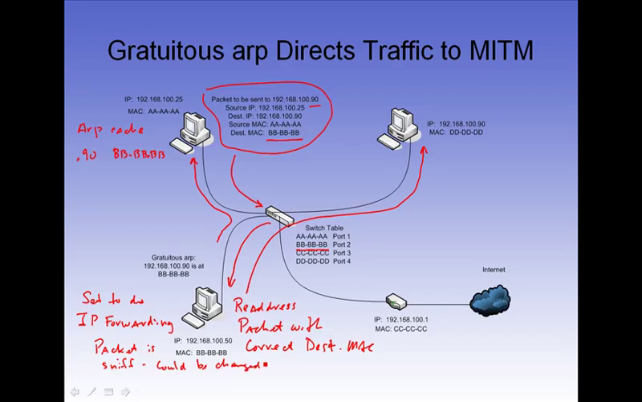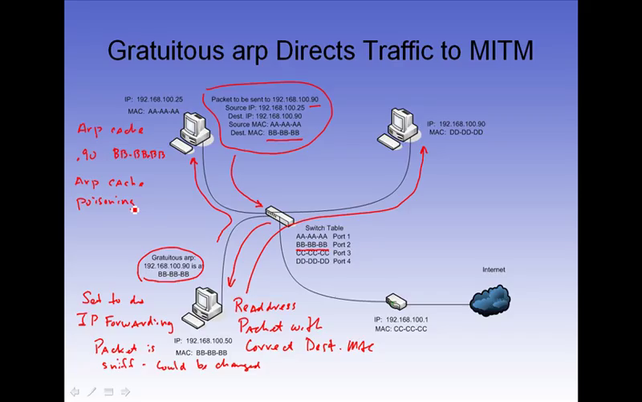So here you have your basic man-in-the-middle attack. Let me go over this again. A gratuitous ARP is sent, and the receiving computer puts that entry into its ARP cache. This is also called ARP cache poisoning. So now we have an incorrect or spoofed entry in the ARP cache of a computer.